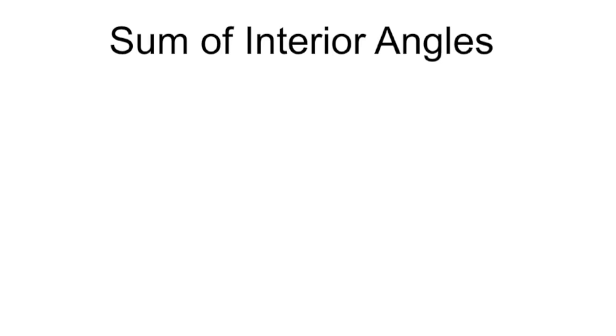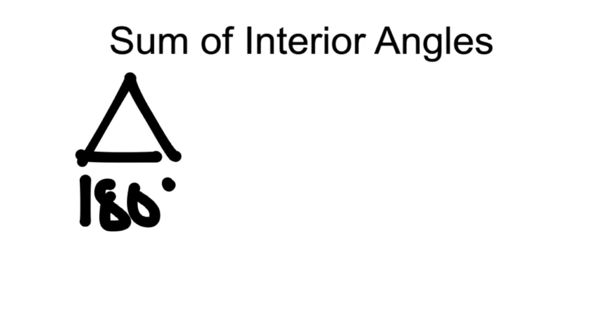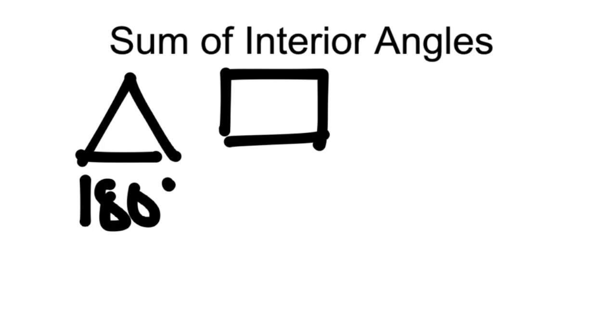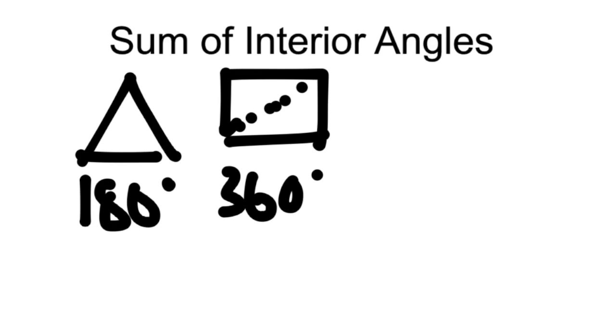Sum of interior angles means what do all the interior angles add up to in a polygon. You may know that if you have a triangle, they always add up to 180 degrees. If you have a quadrilateral, the 4 angles add up to 360 degrees. And that's because you can cut this shape into 2 triangles. The 4 angles will match up with the angles of the 2 triangles. So 180 plus 180 is 360.